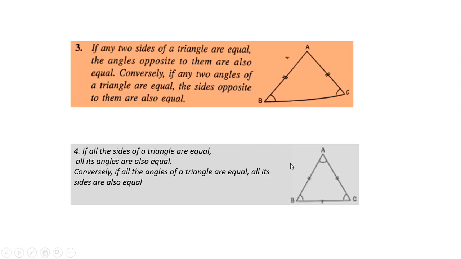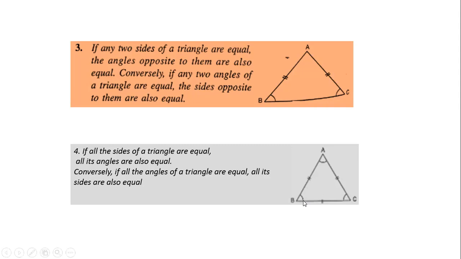Come to the fourth and the last one. This is: if all the sides of a triangle are equal, if AB is equal to AC is equal to BC, then all its angles are also equal, because we know that angles opposite to equal sides are equal. See, if AB is equal to AC, then angle B is equal to angle C. But AC is also equal to BC, so angle A is equal to B.